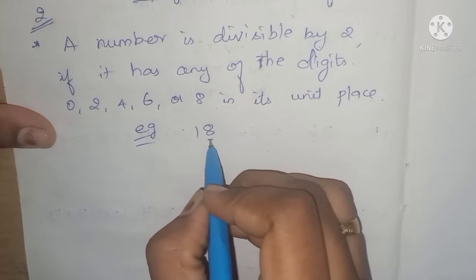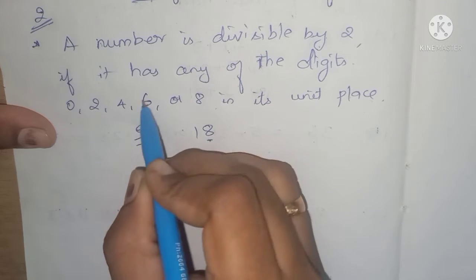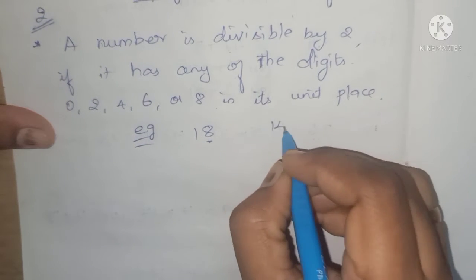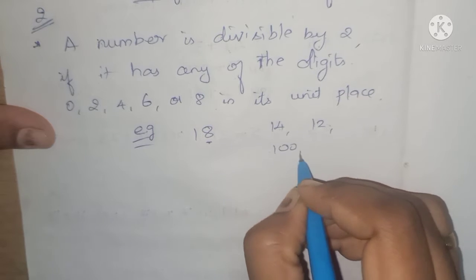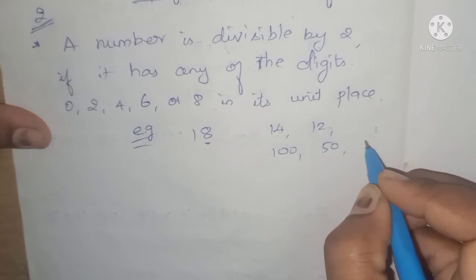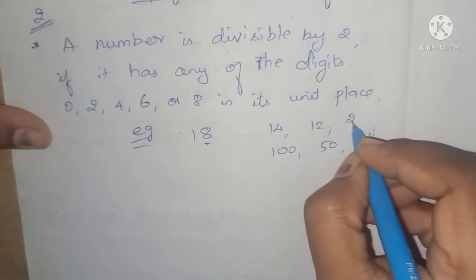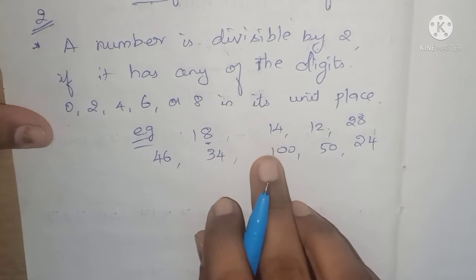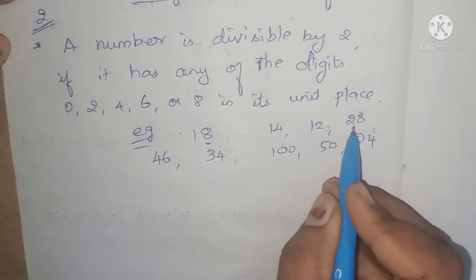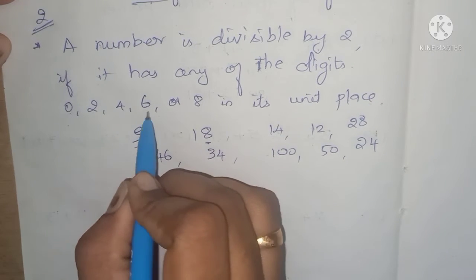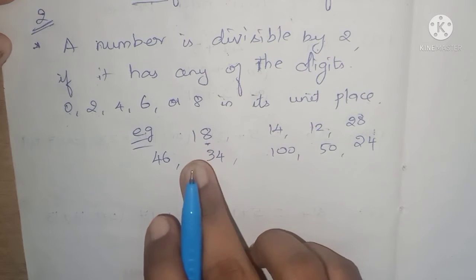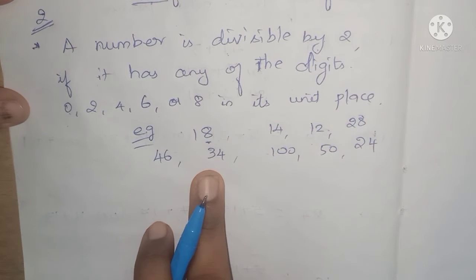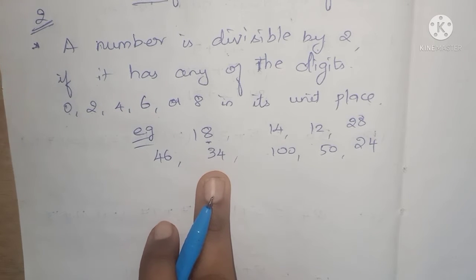So if the units digit in a number is 0, 2, 4, 6 or 8, any number that ends with these, for example 14, 12, 100, 50, 24, 28, 34, 46, all these numbers are divisible by 2, because if the number ends with 0, 2, 4, 6, 8 in its units place, then we say that the entire number is divisible by 2. This is the test for divisibility by 2.